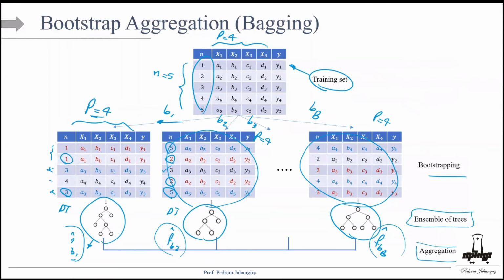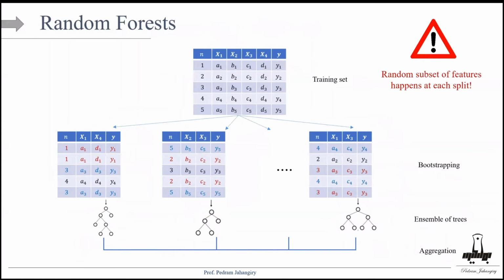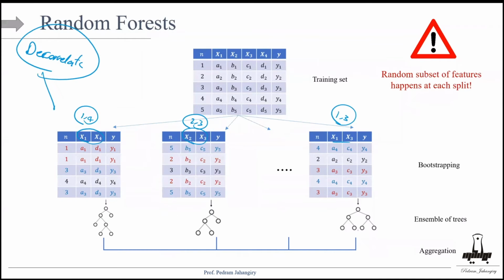So in order to avoid that, random forest is going to do a trick, and the difference between random forest and bagging is here. It's going to work with a subset of features at each split, right? So instead of working with features 1, 2, 3, 4, here it's only going to work with 1 and 4. In this tree, only 2 and 3. This tree, only 1 and 3, right? So it works with a subset of the features. And this way, it's going to decorrelate these trees. And we know that if we decorrelate the trees, it's going to reduce the model variance even further compared to bagging, right?